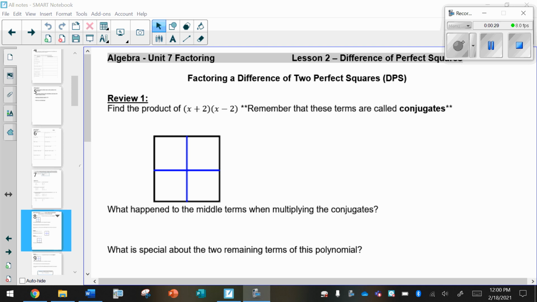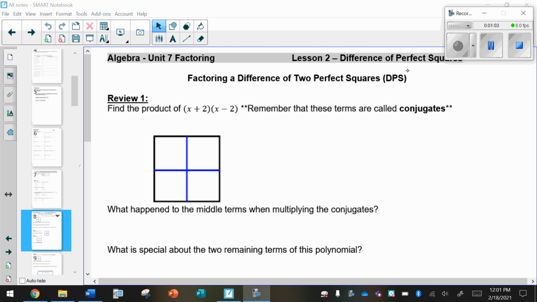So the last lesson that we did was factoring out a GCF, and that's always the first thing you check for. But we're going to move on to a different kind of factoring, and we will go back to GCF as we get later on into the unit. So we're going to look at each of the different types of factoring before we start mixing them together. So yesterday was GCF. Today is DPS, for difference of perfect squares. Now difference means subtraction. Perfect squares means it's something times itself. So we're going to see what that means as we go through this lesson.